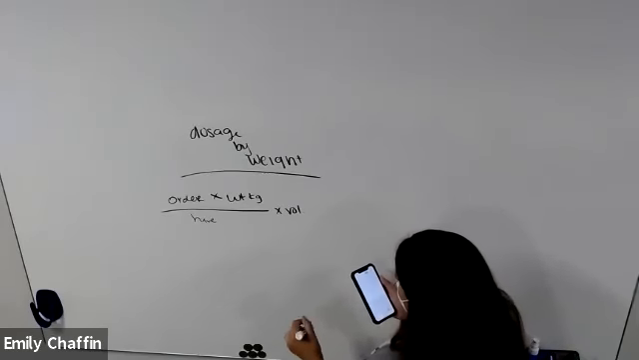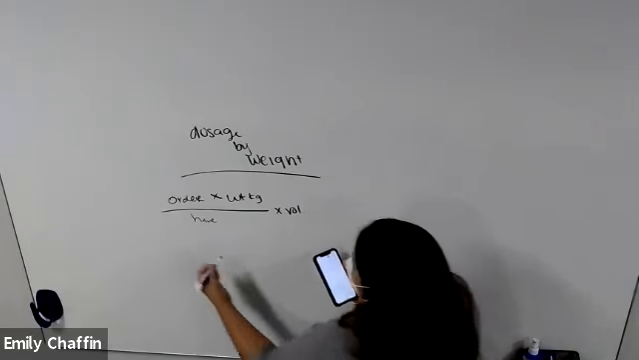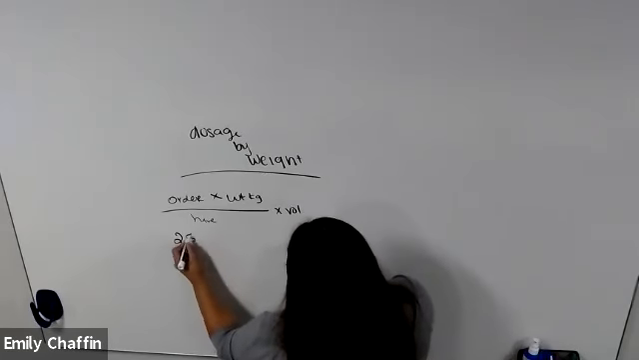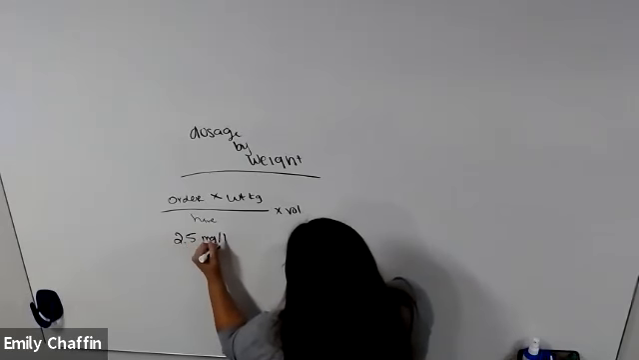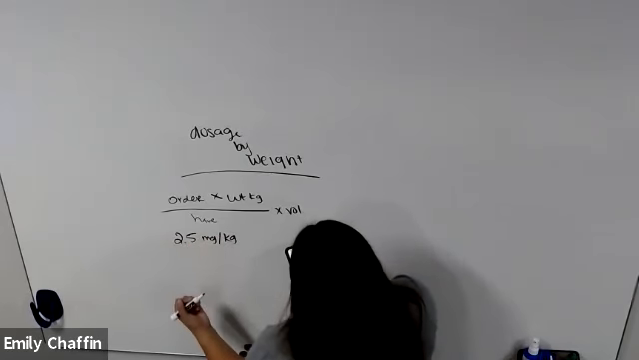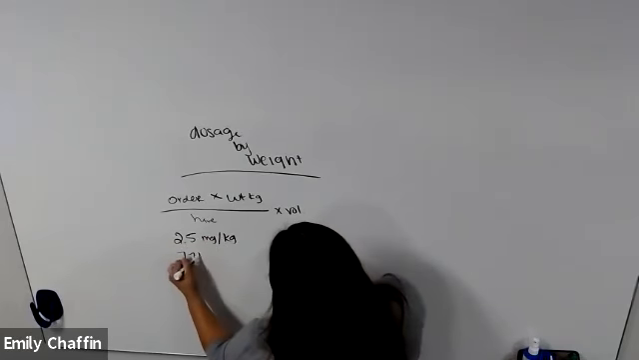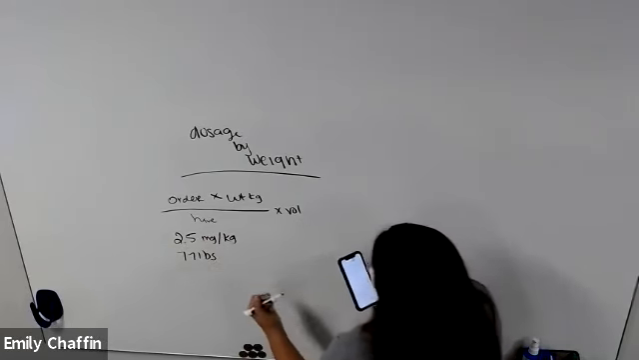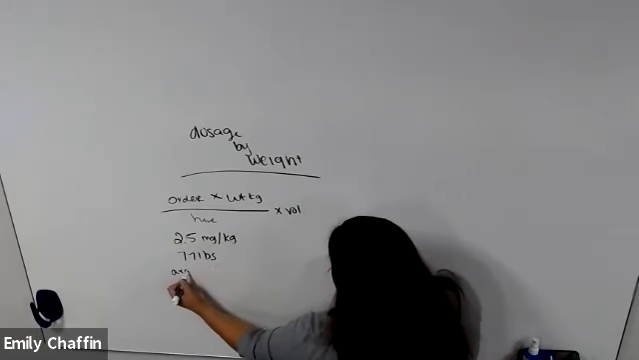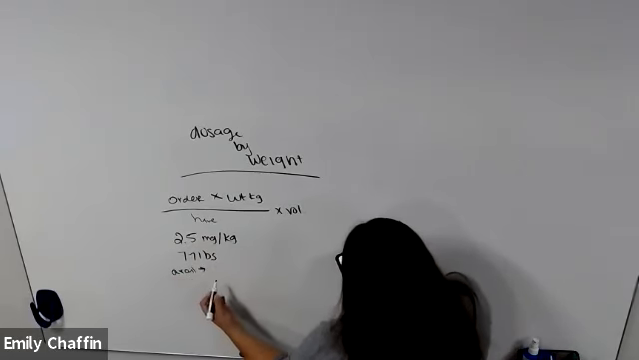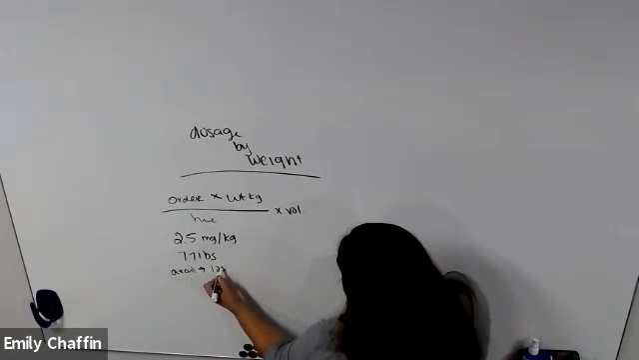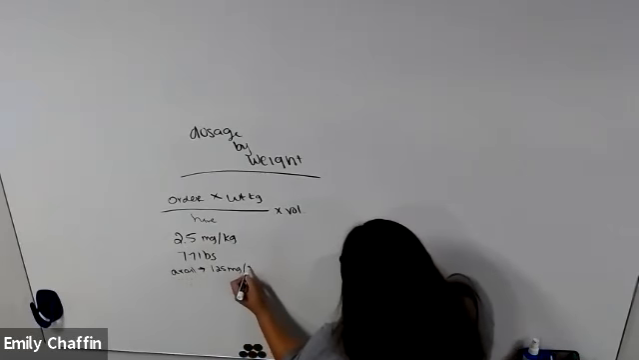So for an example, you have prednisone 2.5 milligrams per kg ordered for your patient who weighs 77 pounds. Available is 125 milligrams per 2 mLs.